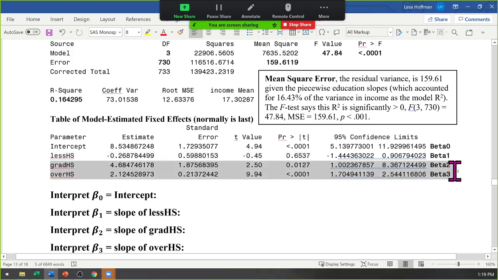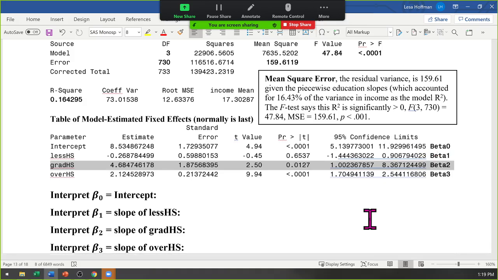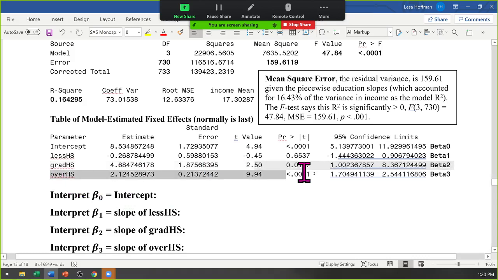If you do graduate high school, what happens to your income? Up by about $4,700, which is 2.5 standard errors away from the null hypothesis of 0 slope, and significant. So we have a significantly positive slope. Moving from education level 11 to 12 is expected to get you another $4,700. And then the last one.